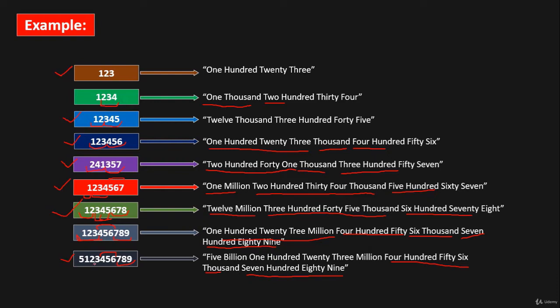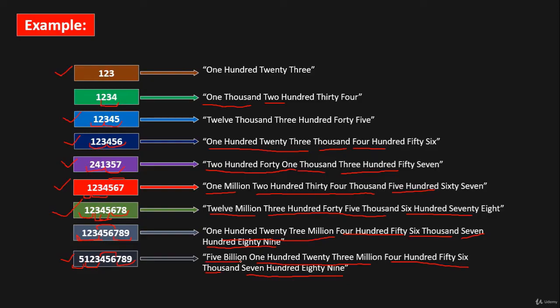456,000. Then for the next 3 on the left is for million. So 123 million. Then the next 3 from the right, and here we have just only 1 digit. If we have 3 digits or more, all will be evaluated for billion. Here we have only 1 digit, 5, so 5 billion.